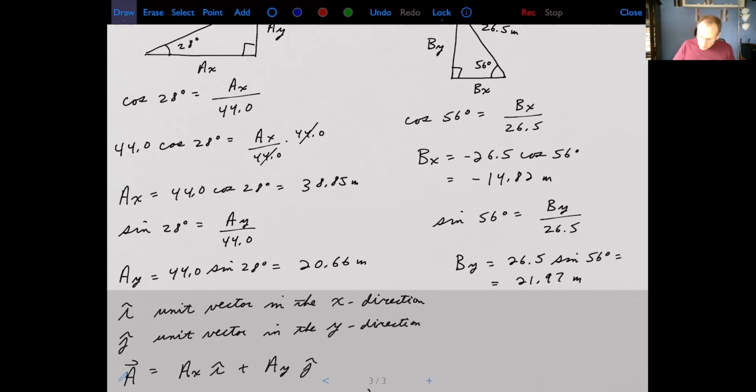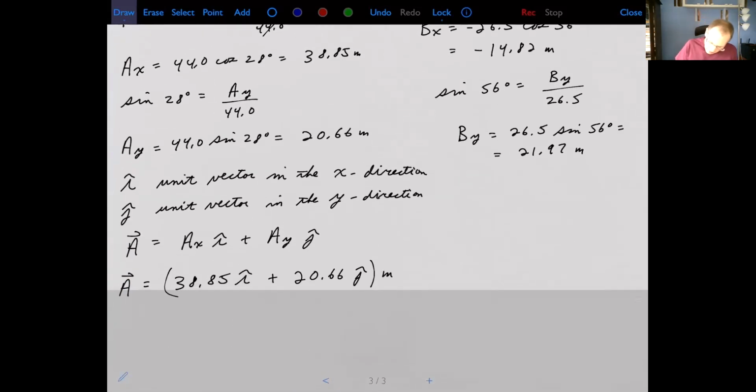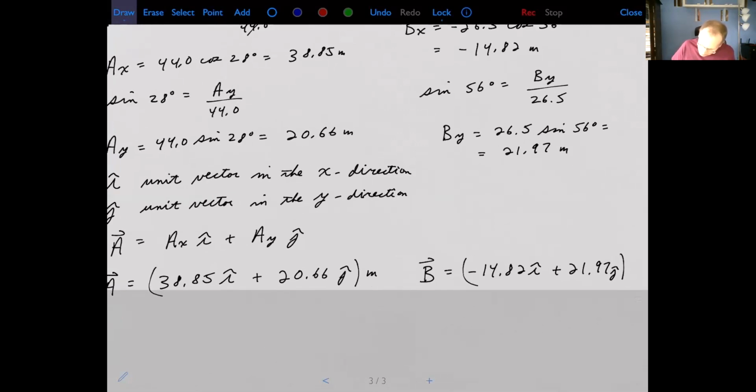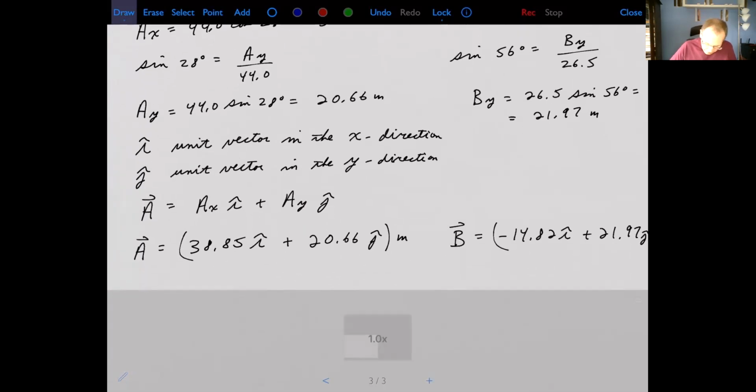meters. So vector B itself, let me write it down here next to A. I can write as negative 14.82 i plus 21.97 j. And again, it has units of meters. Right, so I found the x and y components of B, and I just wrote it in terms of the unit vectors. I think it's easier just writing everything in terms of unit vectors. Okay, and then the last one we have to look at is C.